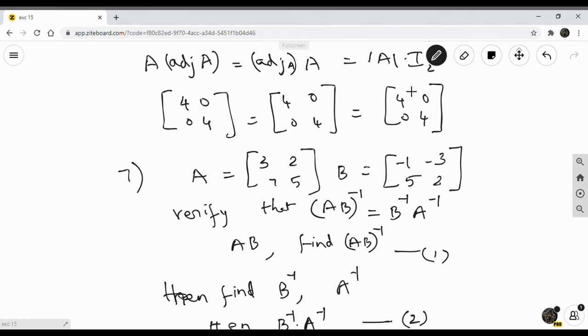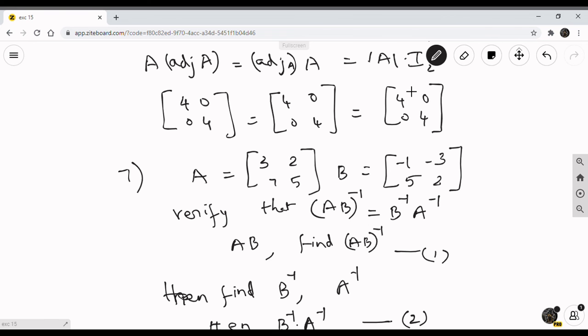Next sum is the seventh sum. The seventh sum is a similar sum, so I leave it to you. You can practice it by yourself. A is equal to a 2 into 2 matrix. B is equal to a 2 into 2 matrix. They are asking us to verify that AB inverse is equal to B inverse A inverse. So by reading this, you must understand what you have to find. You have to first multiply AB, then find AB inverse.